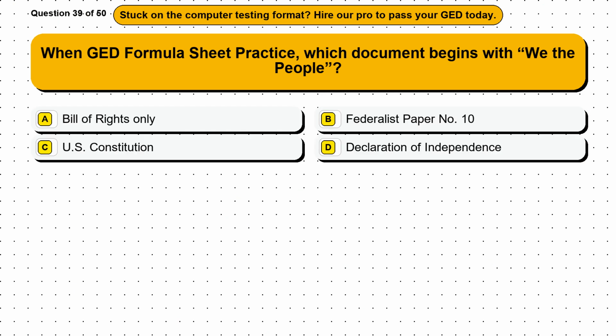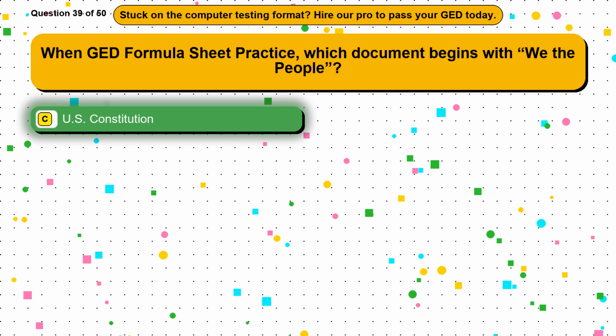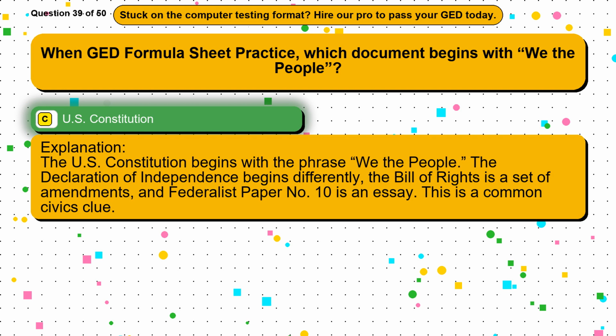Question 39. When GED Formula Sheet Practice, which document begins with "We the People"? Option A, Bill of Rights only. Option B, Federalist Paper number 10. Option C, U.S. Constitution. Option D, Declaration of Independence. The correct answer is option C, U.S. Constitution. The U.S. Constitution begins with the phrase "We the people." The Declaration of Independence begins differently. The Bill of Rights is a set of amendments, and Federalist Paper number 10 is an essay. This is a common civics clue.